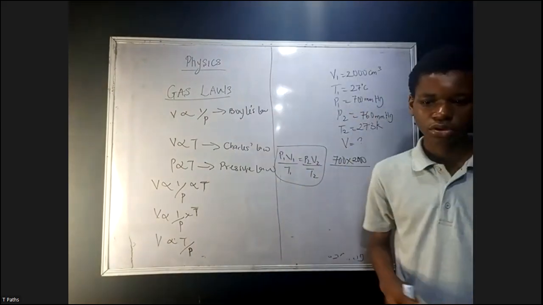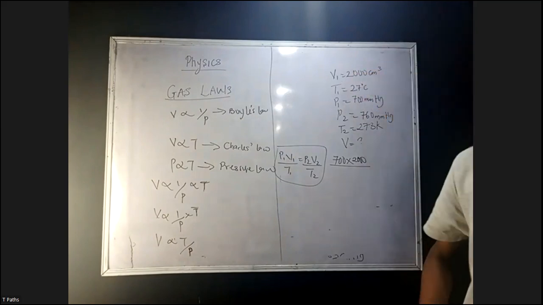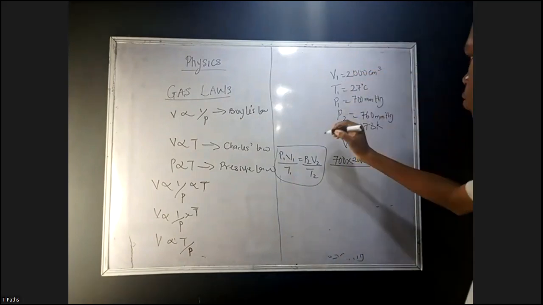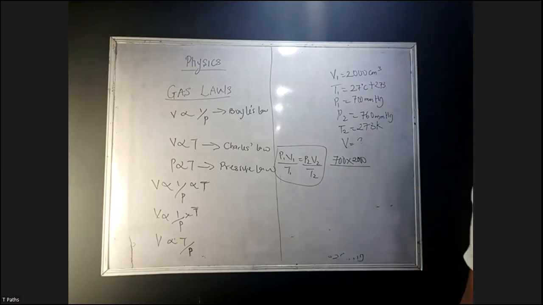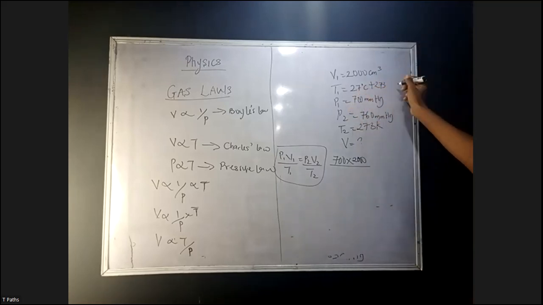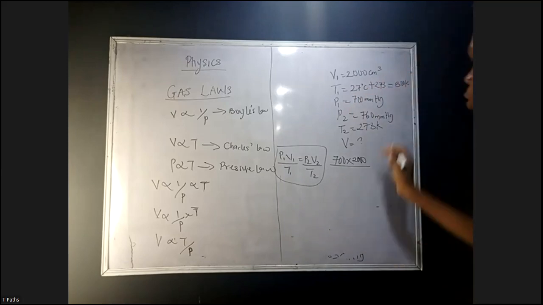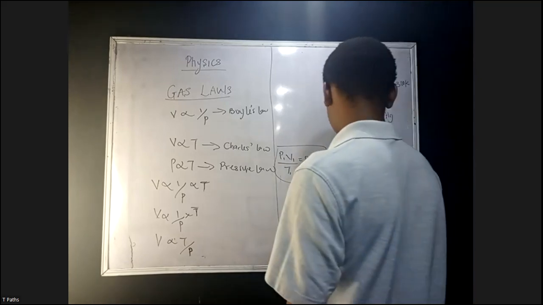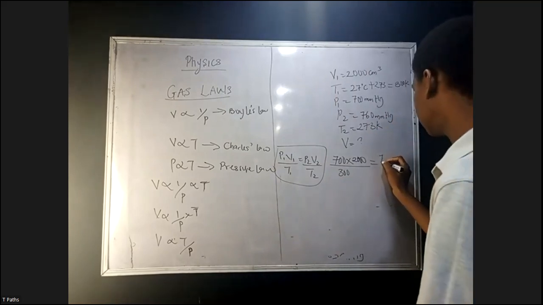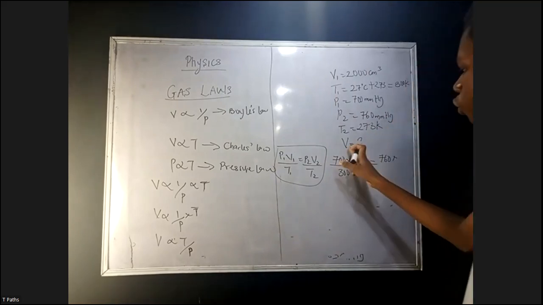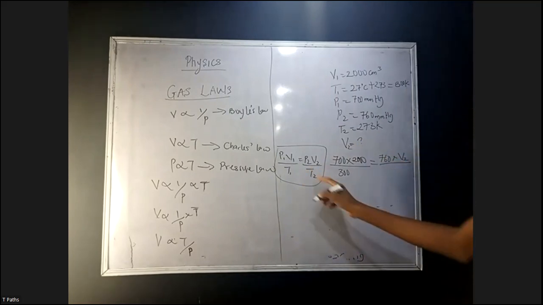Now, the first thing I have to do is convert this to Kelvin, which is absolute temperature. Converting to Kelvin, I add 273 to it. So 27 plus 273 gives me 300 Kelvin. So my T1 is going to be 300 Kelvin. This equals my P2, which is 760, times V2, the unknown I'm looking for, divided by T2, which is 273.